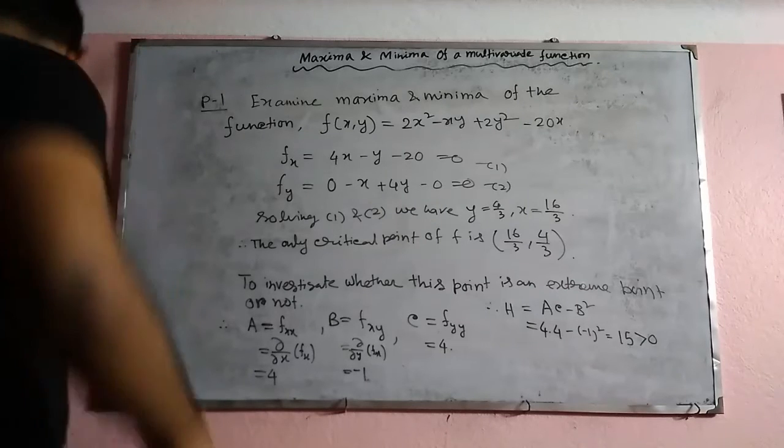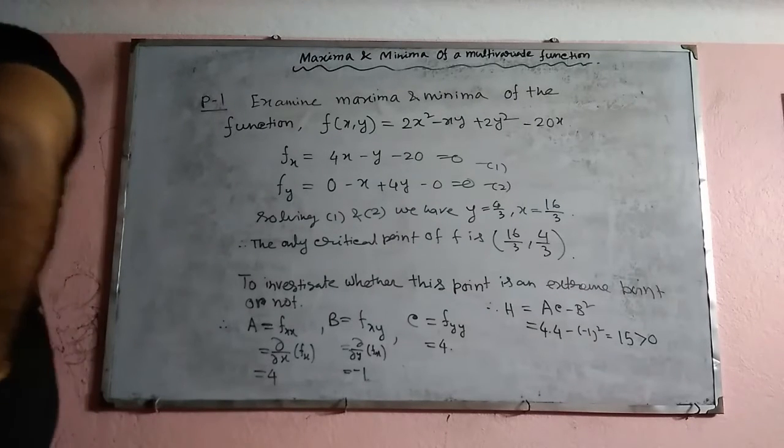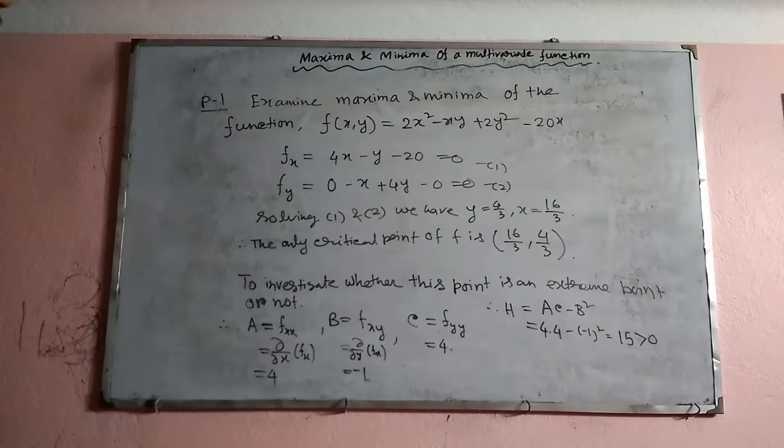And since a and c are both positive, h is greater than 0 and a and c are both positive, then at the critical point 16 by 3, 4 by 3, the minimum value will occur. But what is the minimum value?